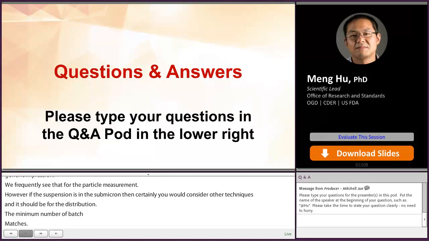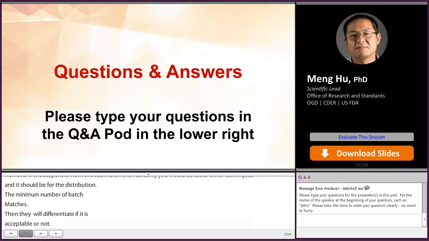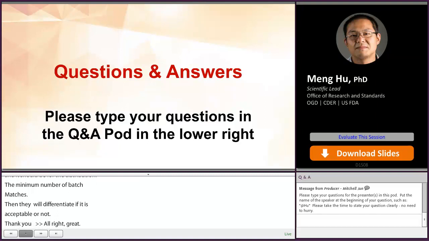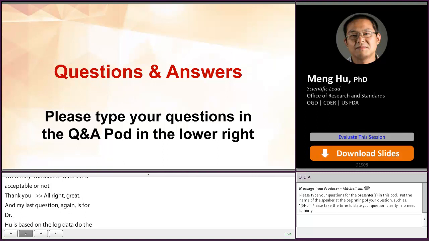All right, great. And our last question again is for Dr. Hu. The constant of 2.089 was based on log transformed data. Would the agency accept another constant, for example, a constant derived based on linearly transformed data? And if so, what kind of justifications for this new constant are expected by the agency?